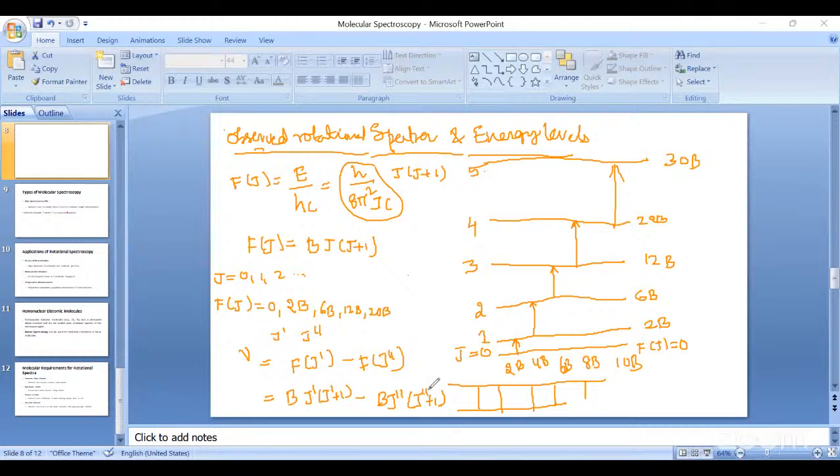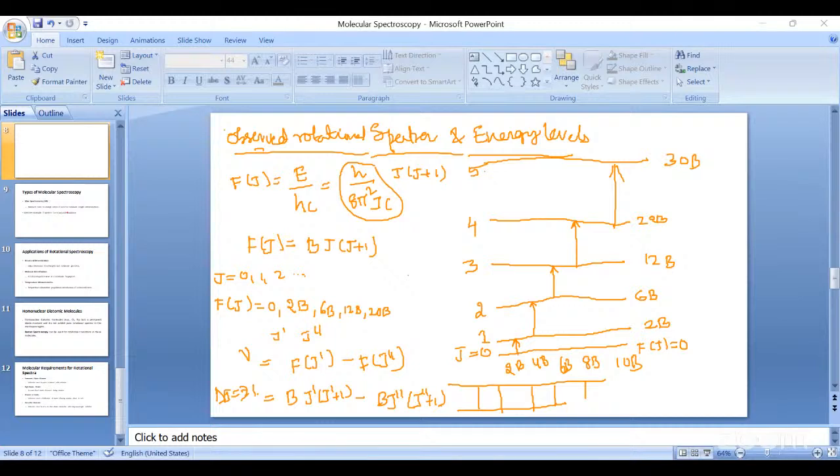Okay. So like this, what we have is J changes by unity only. According to the selection rule, delta J is equal to plus or minus 1 only. So like this, the frequency of rotation nu is equal to 2B, 4B, 6B, and so on.